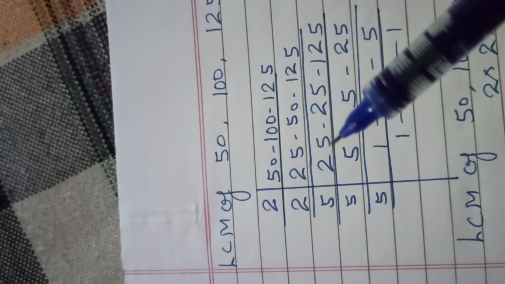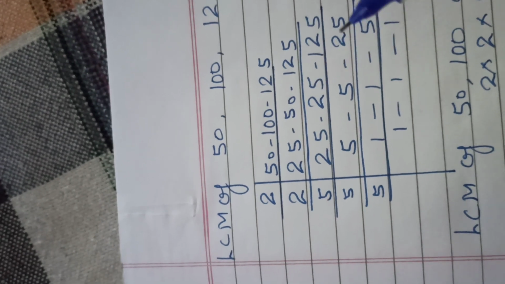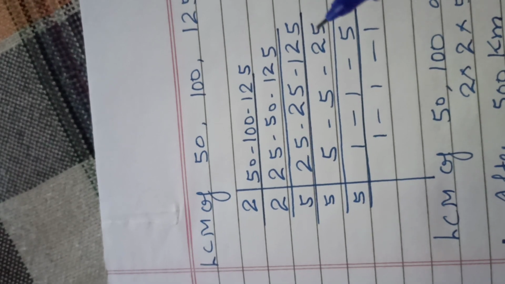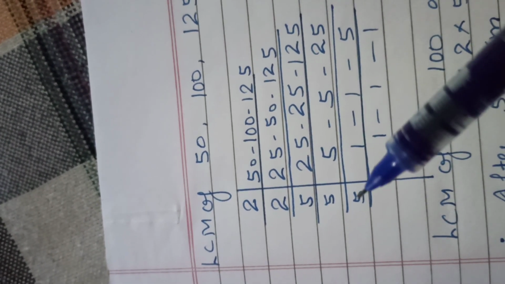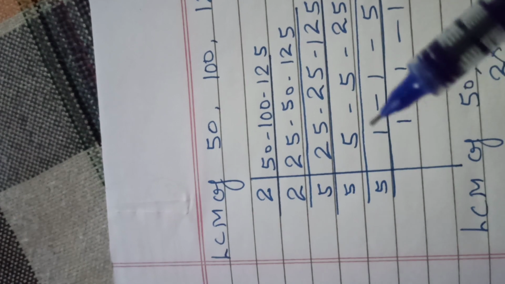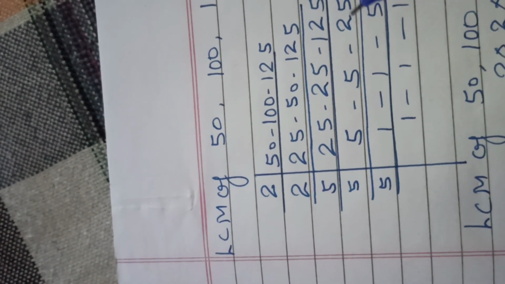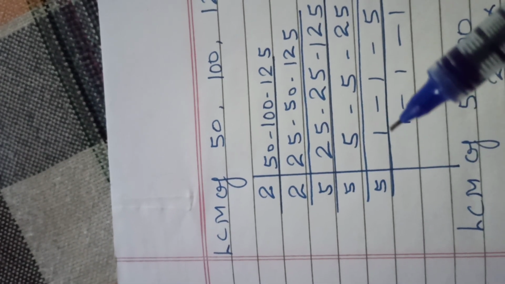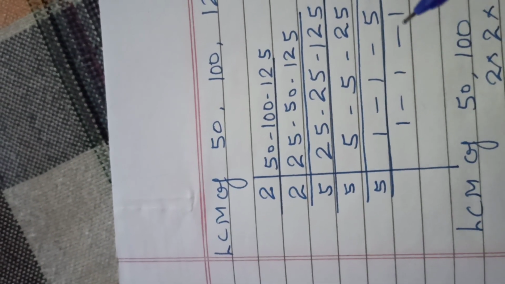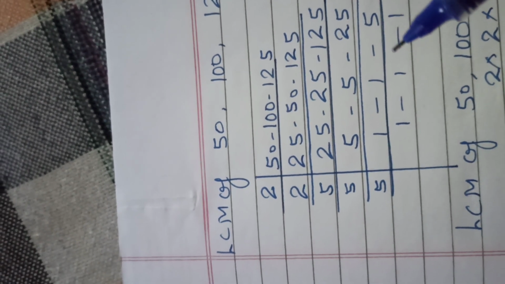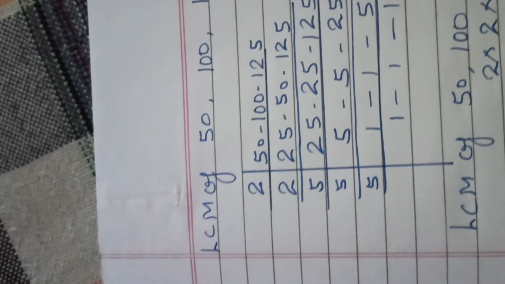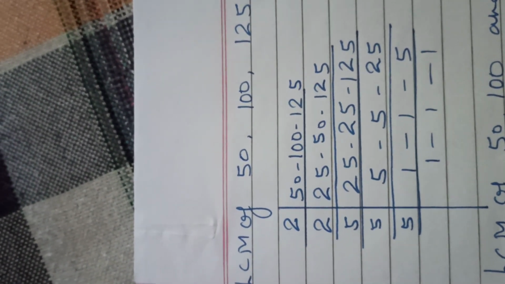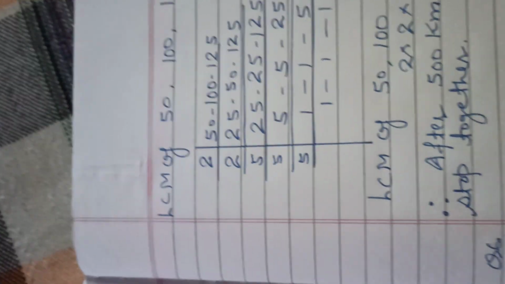So 5 5s are 25, 5 5s are 25, 5 2s are 10, 2 is left, 25 will become here, so 5 5s are 25. Now again 5 1s are 5, 5 1s are 5, and 5 5s are 25. So at last again 1 as it is, 1 as it is, and 5 1s are 5, right? Stop when you get all the quotients equal to 1.